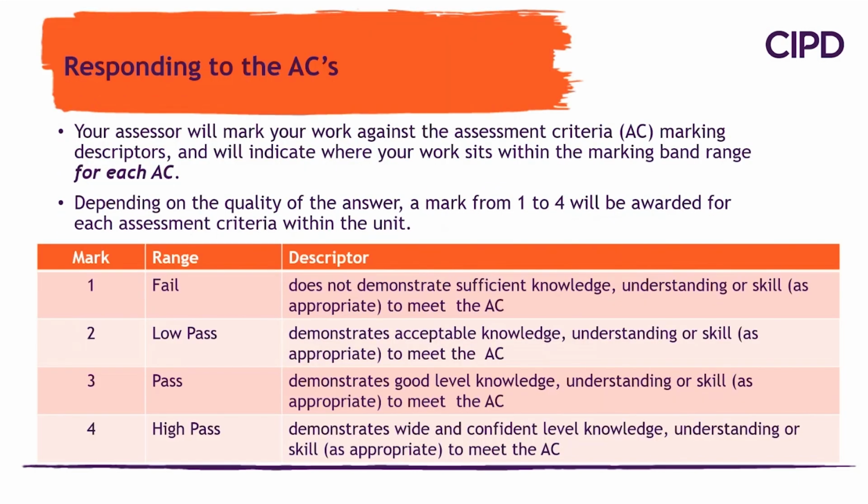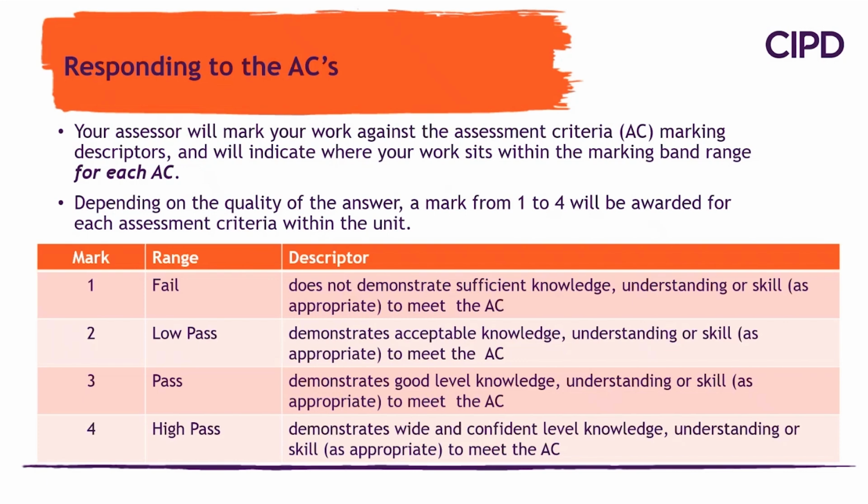Next slide, please. So responding to the ACs, once you've done this, obviously you'll submit your assessment for marking, and your assessor will mark your work against each of the assessment criteria. A key point there, it's useful to highlight or signpost coverage of the ACs, because it makes it easy for the assessor or marker to see where the evidence is captured for that particular AC. Once it's been marked, this will indicate where your work sits within the marking band range. Depending on the quality of answer, you'll be marked from 1 to 4, and these will be awarded for each assessment criteria within the unit.